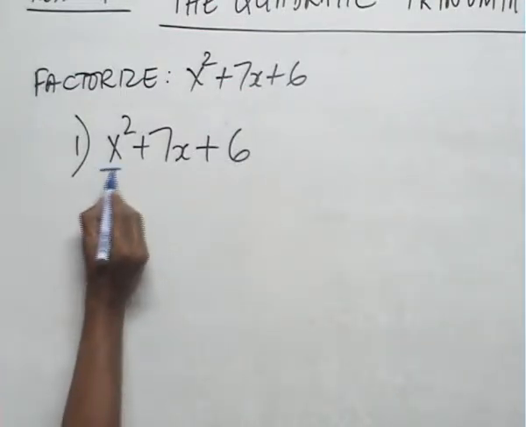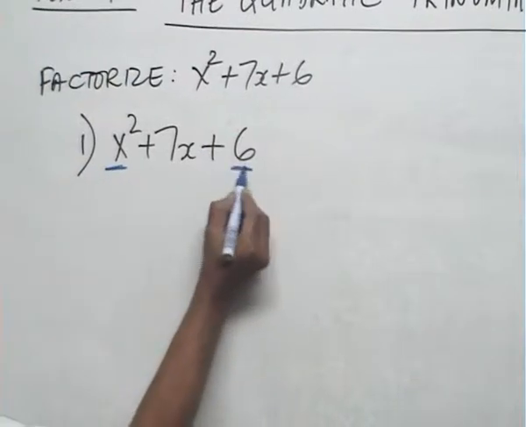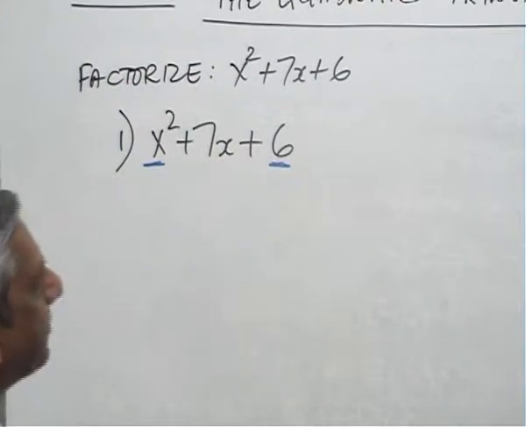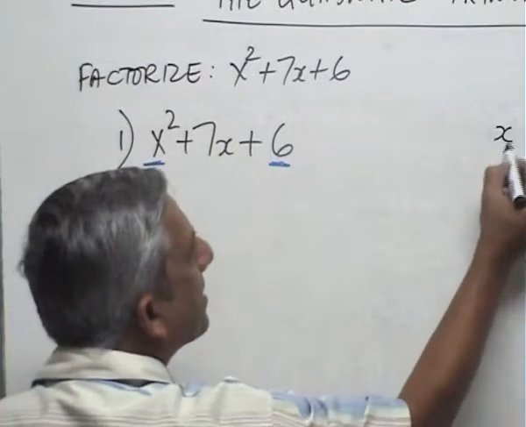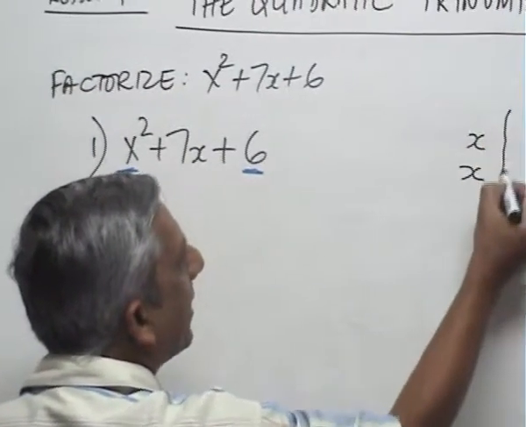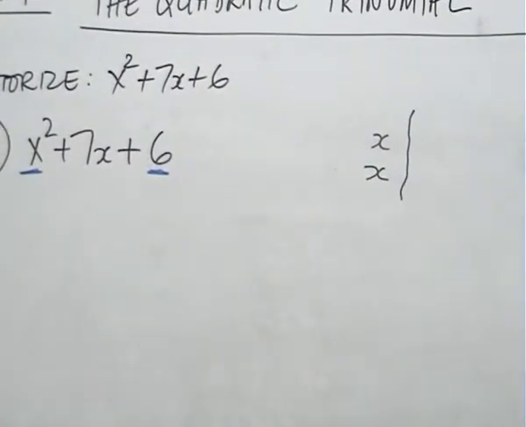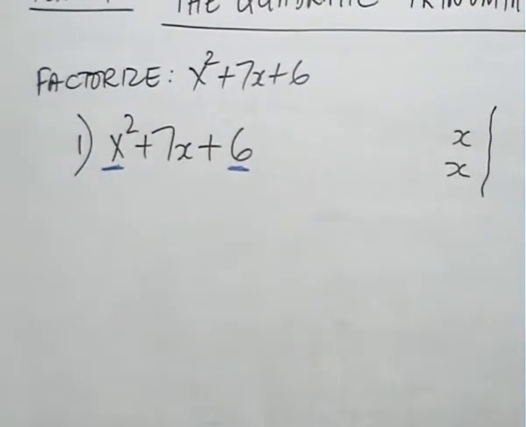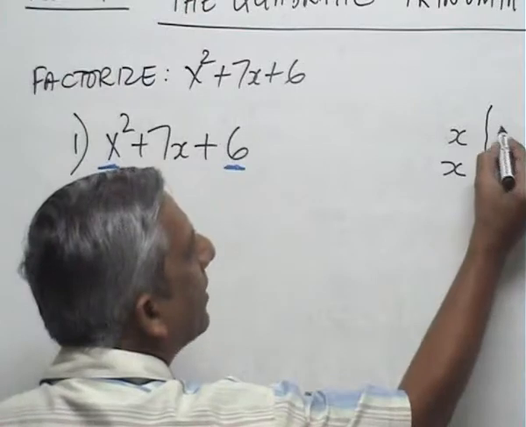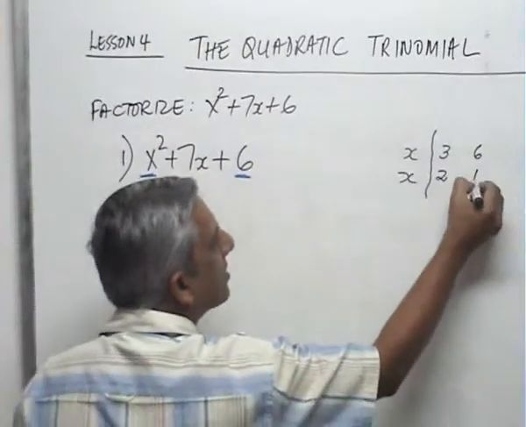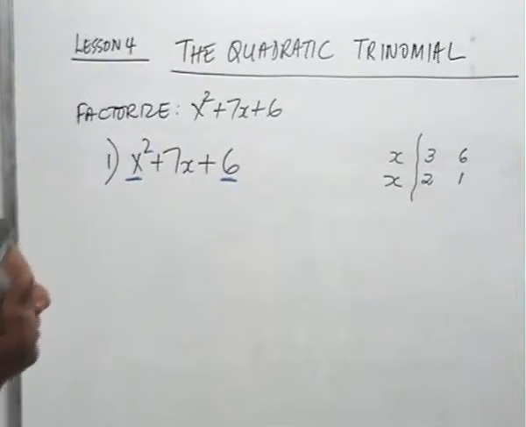You look here and you look here. So when you look at x squared, you ask yourself, what times what gives you x squared? Well, x times x gives me x squared. Then you look at 6 and you ask yourself, what times what gives you 6? Well, it could be 3 times 2 or 6 times 1.